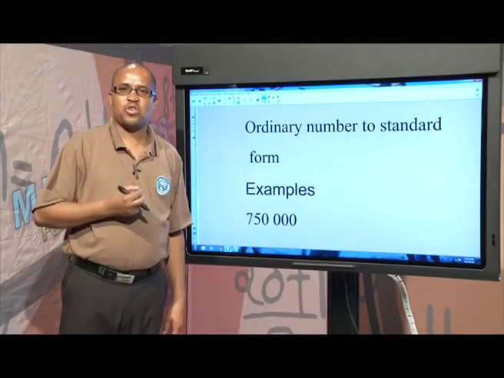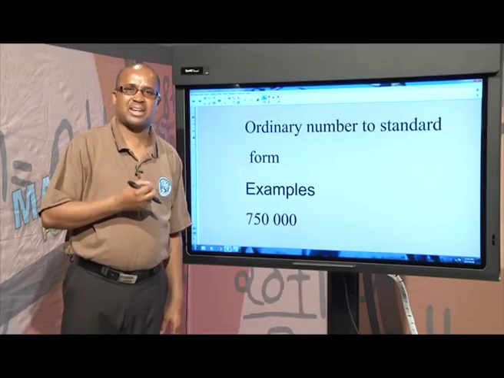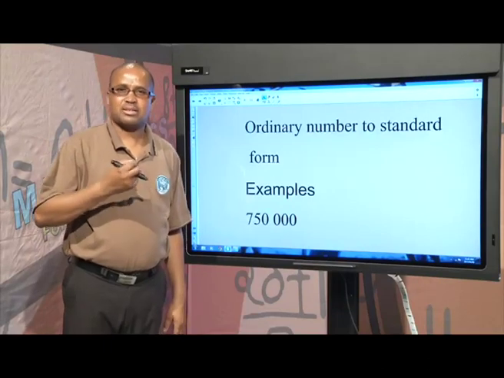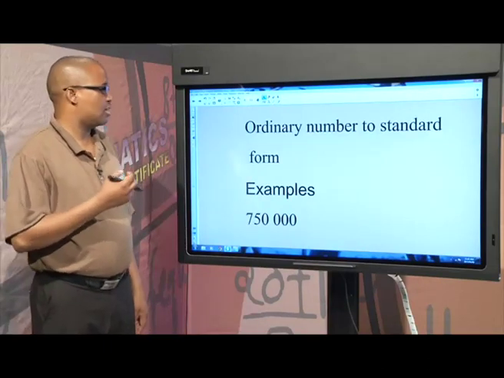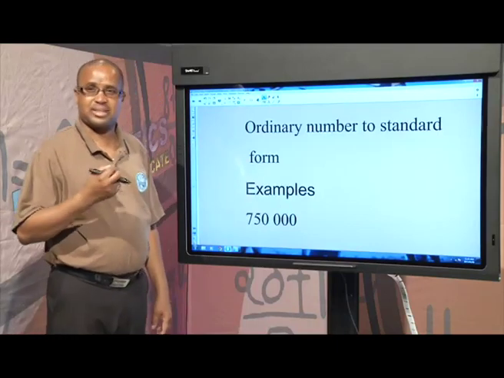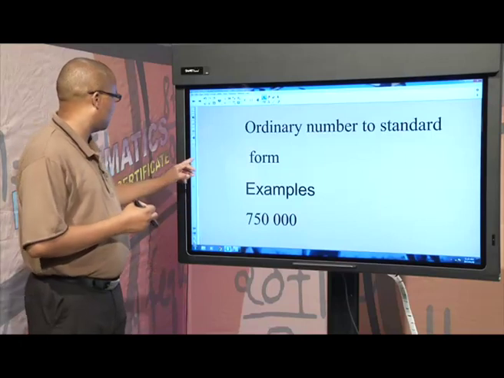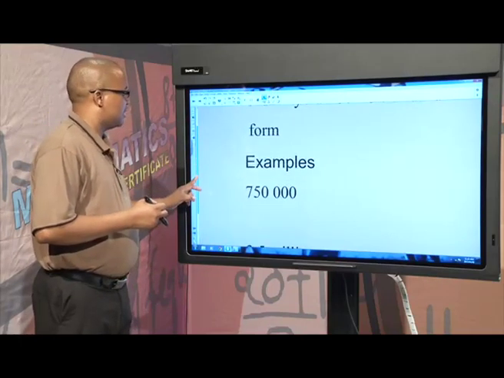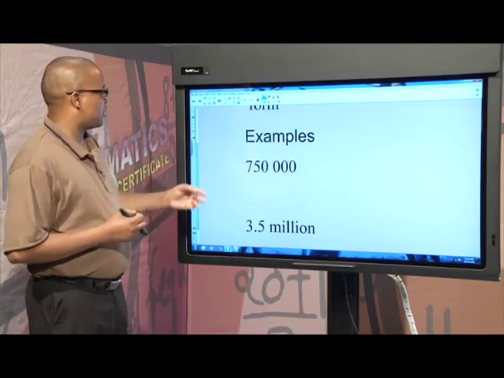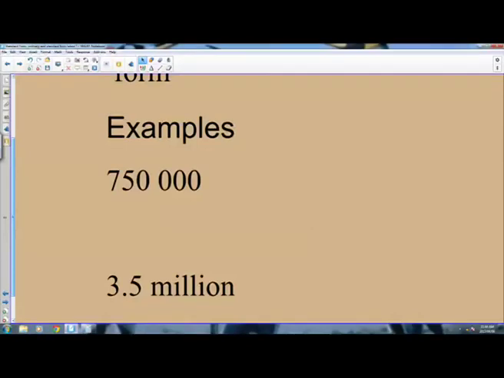Thank you, Boaho. Your question is, how do we write numbers in standard form when they are written in ordinary numbers? Let us have a look at examples and try to convert from ordinary number to standard form. We've got examples here. 750,000. So this is an ordinary number. So how do we convert this ordinary number into standard form?